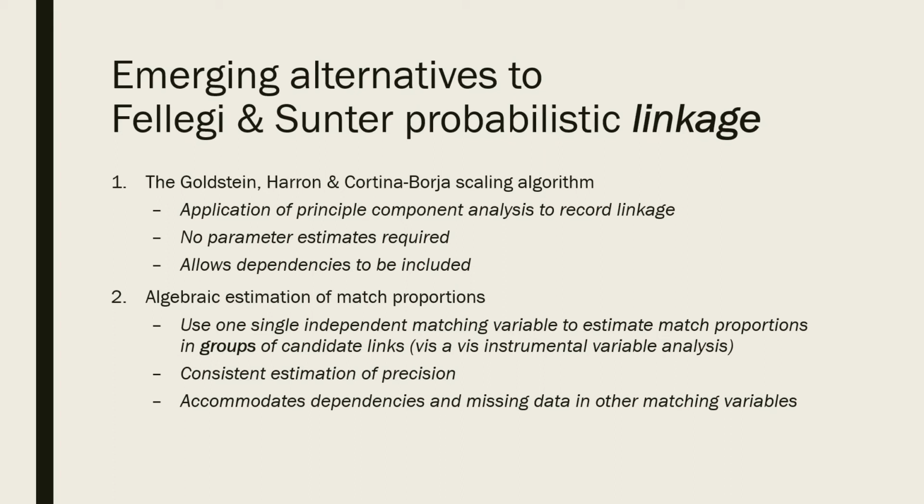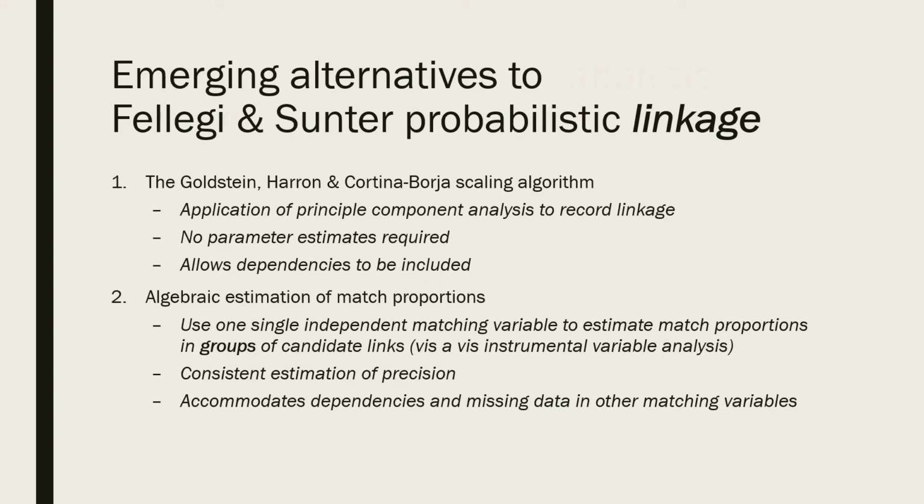I'm then going to present some forthcoming work that I've been doing on direct estimation of match probabilities as proportions, the proportion of any group of candidate links that truly are matches. This approach reduces the independence assumption to one critical matching variable, but then implicitly accommodates dependencies and missing data on all the rest. It's the first technique that we know of to provide theoretically consistent estimation of match probabilities in unsupervised record linkage.